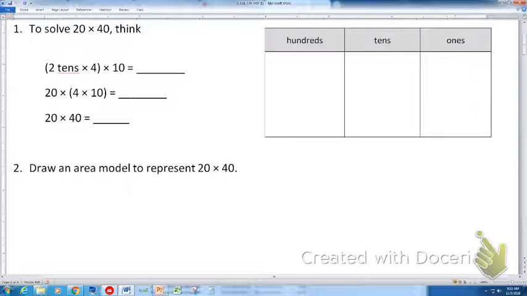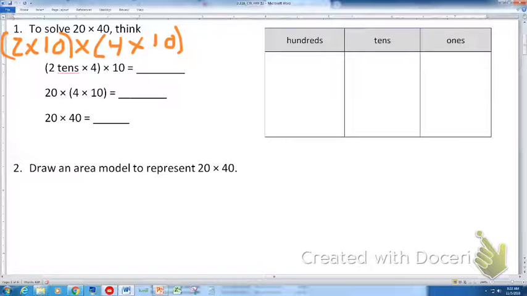We're going to start off with what we finished off in Lesson 5, using a place value chart for multiplication. So we have 20 times 40. We're going to take this and say, okay, well, 20 and 40 can both be broken up into 2 times 10, and 4 times 10. Now that's just like saying 2 tens times 4 times 10. Or you could then say 20 times 4 times 10, or 20 times 4.